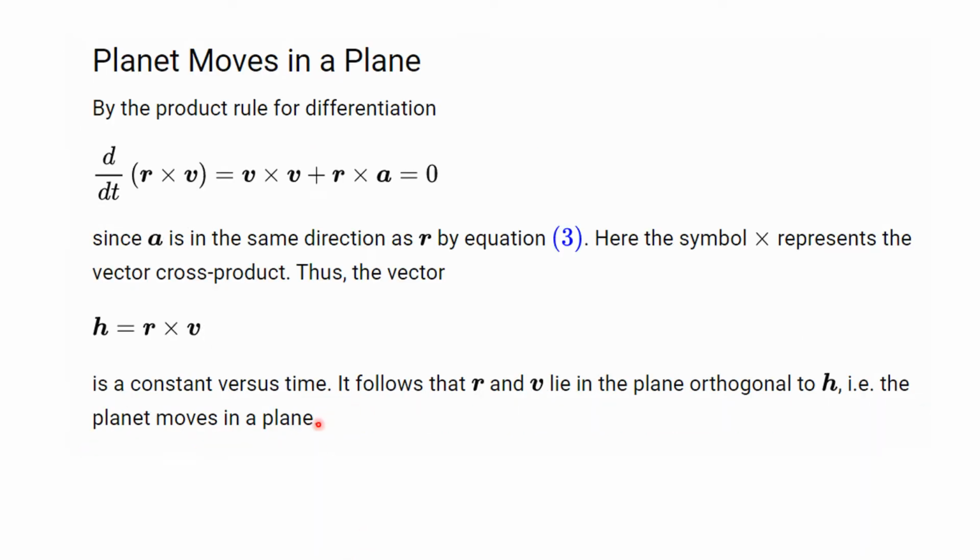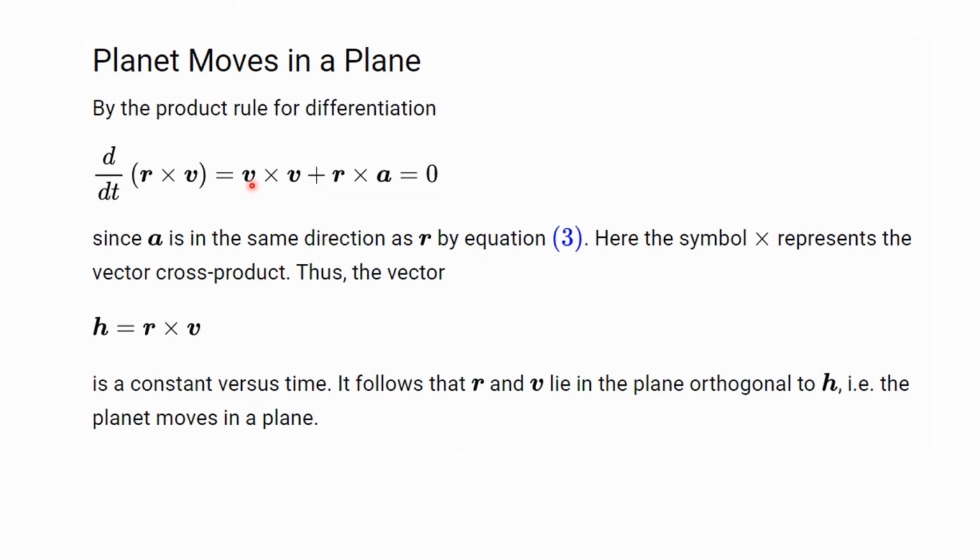Now we are going to finally prove that the planet moves in a plane. So we're going to take the derivative with respect to time of r crossed with v, the radius crossed with the velocity. When we take this using our product rule, we're going to have the derivative of the first, which is going to be v again crossed with v, plus r, the first, times the derivative of the second, which is going to be a.